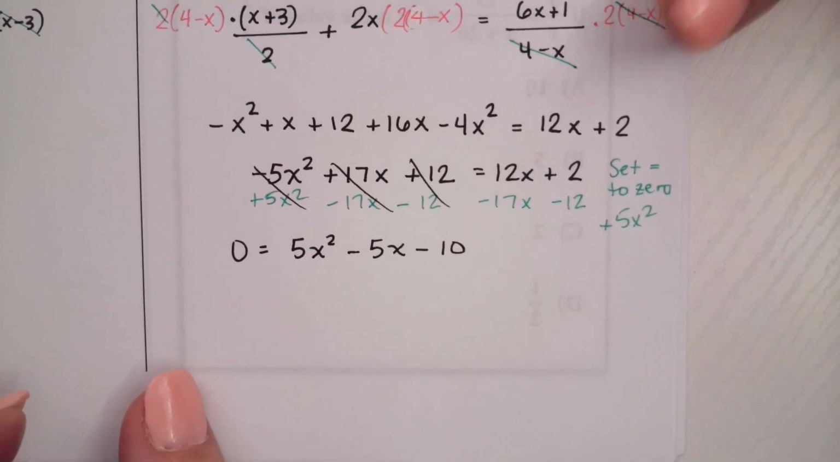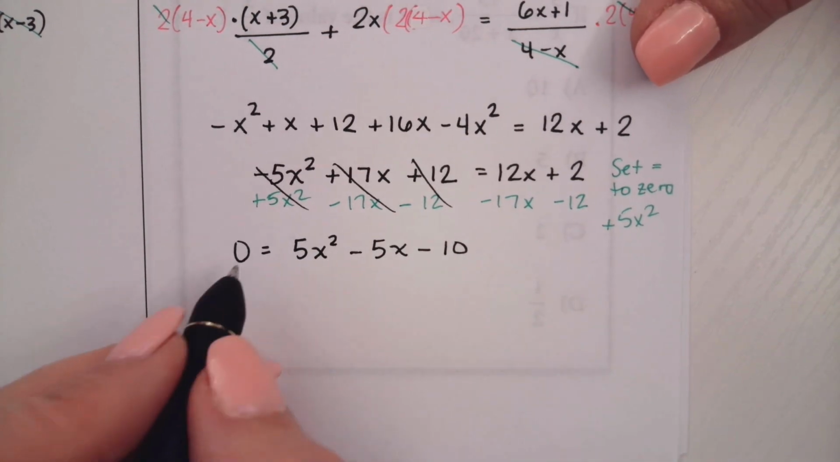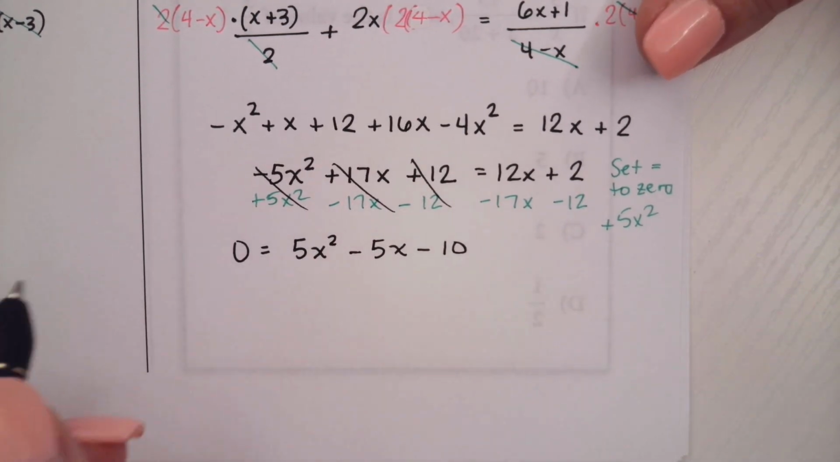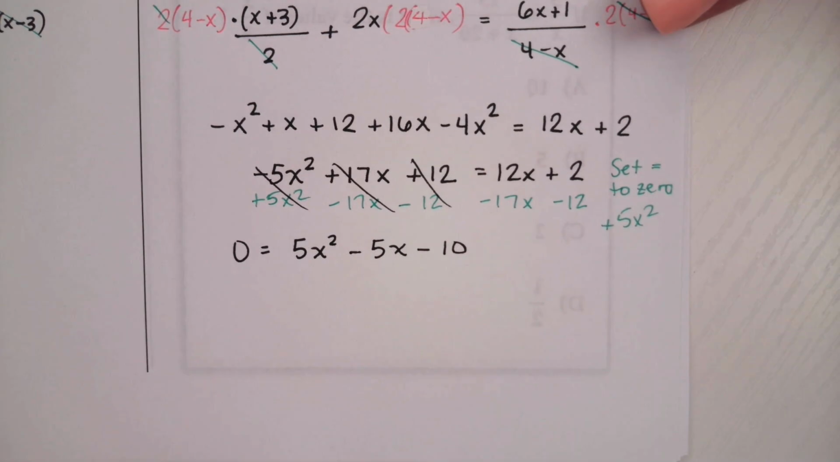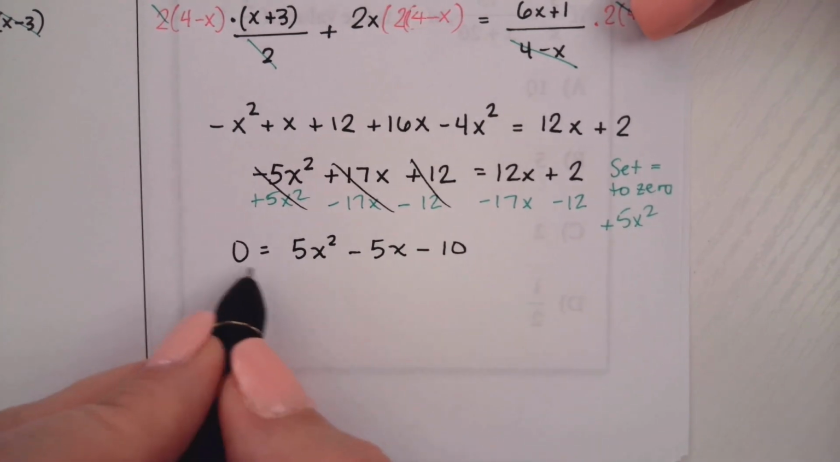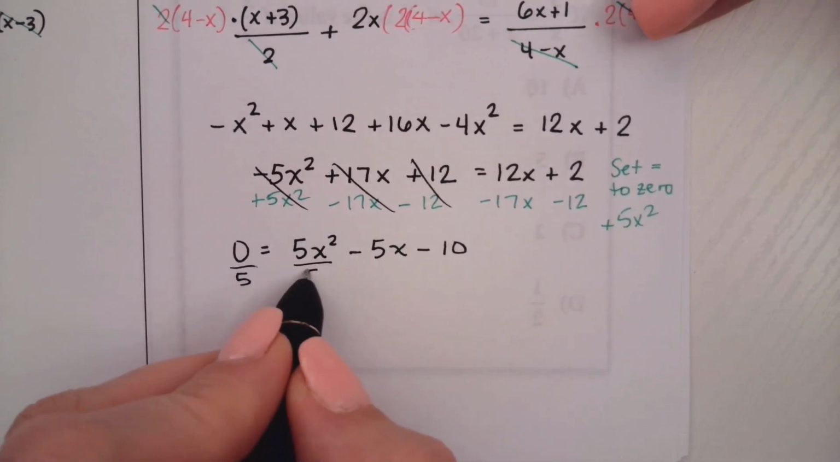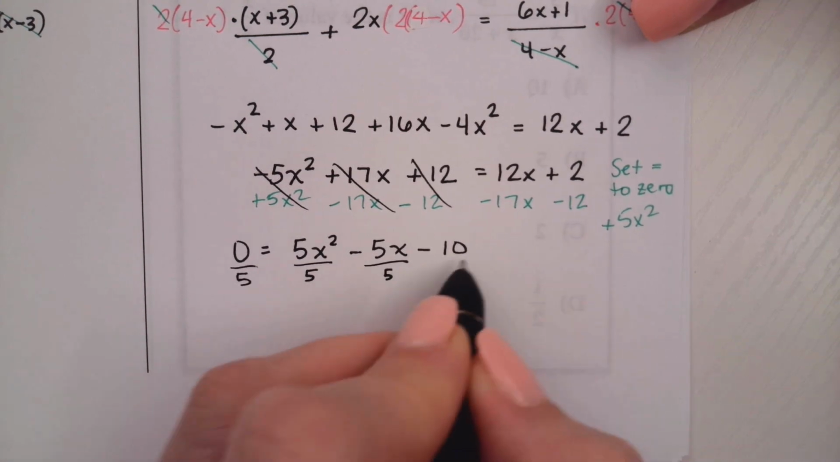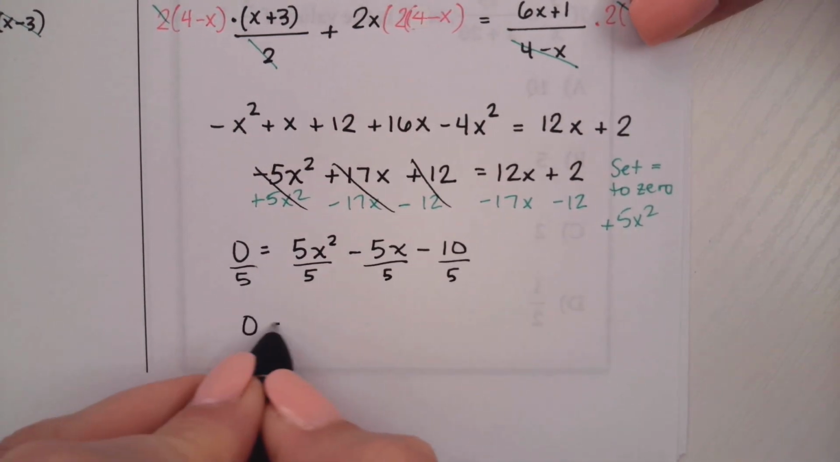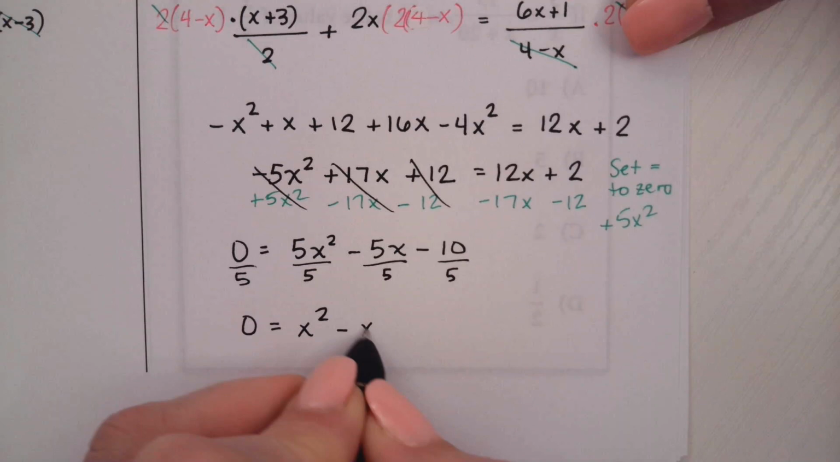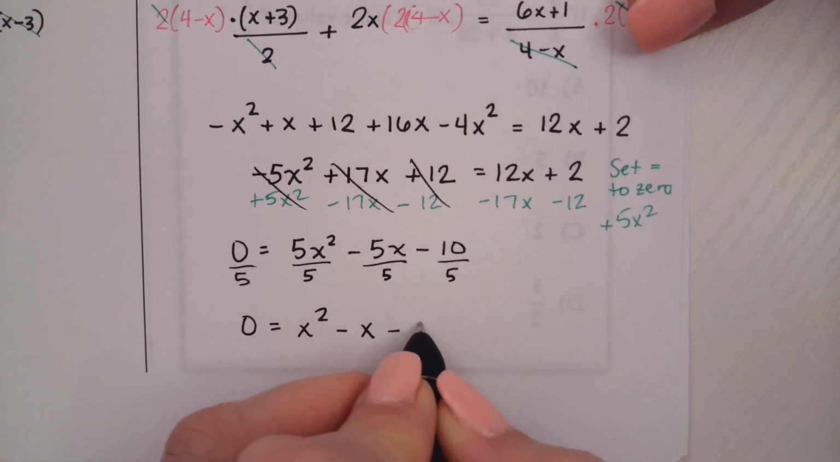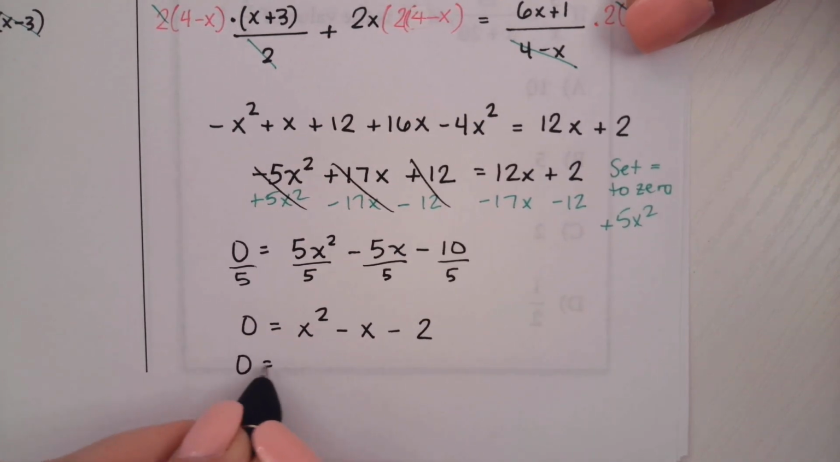I can make this a little easier by doing what? You don't even have to factor out a 5. You could just divide everything by 5, yeah. Because you have a 0 on one side, you could just divide by 5. So 0 equals x squared minus x minus 2. Easy factoring.